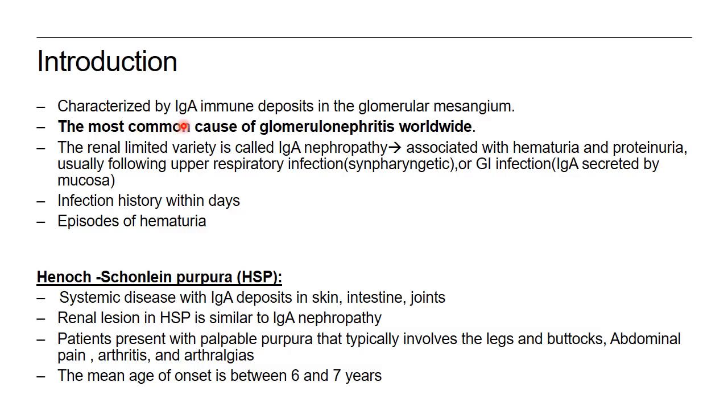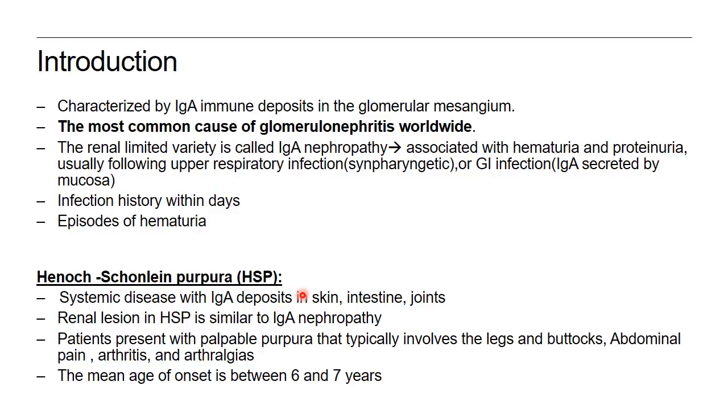This is characterized by, of course, IgA immune deposits in the glomerular mesangium. This is the most common cause of glomerulonephritis worldwide. If it is only limited to the kidney, we call it IgA nephropathy. But if it is systemic, that is, the skin can be involved, the respiratory areas can be involved, or GI infections can happen, in all those cases we call it Henoch-Schönlein purpura.